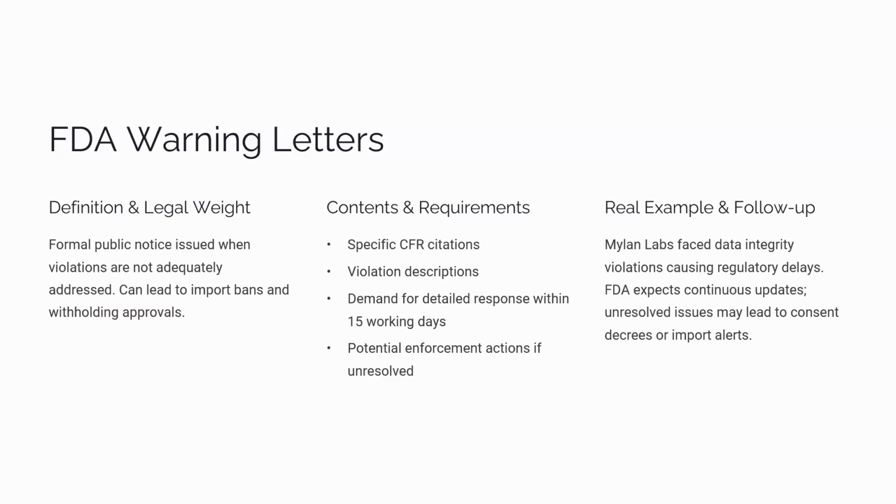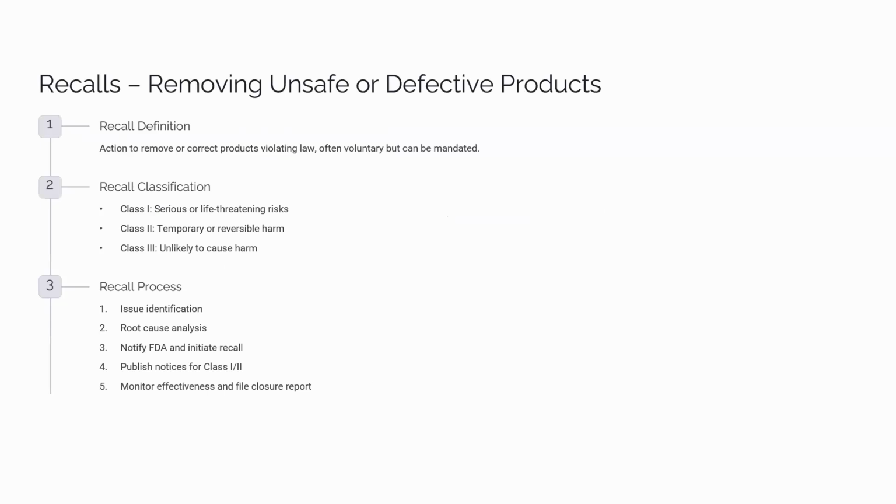That is what Form 483 and warning letters are and how they are different. Now, moving on to recalls, which will talk about removing unsafe or defective products. A recall is basically an action to remove or correct products which have violated law, often voluntarily, but it can be mandated.